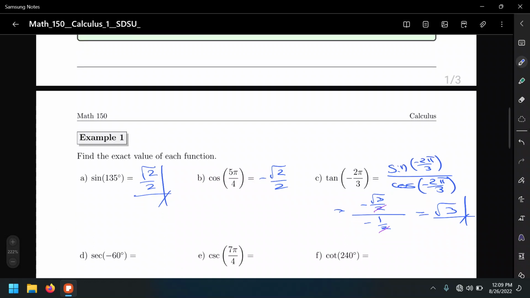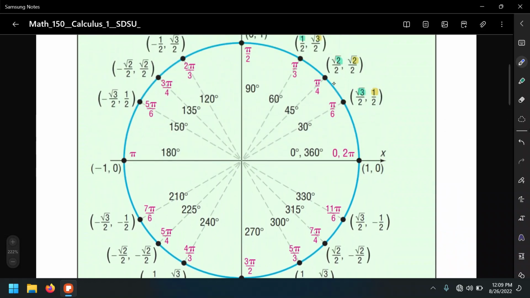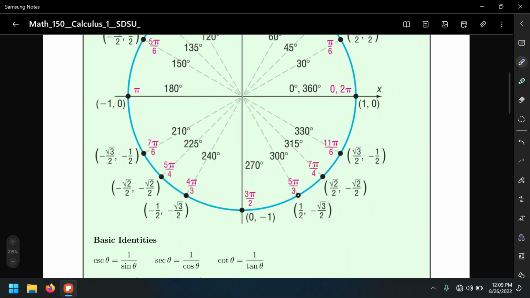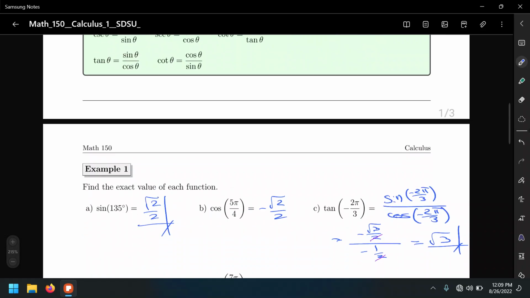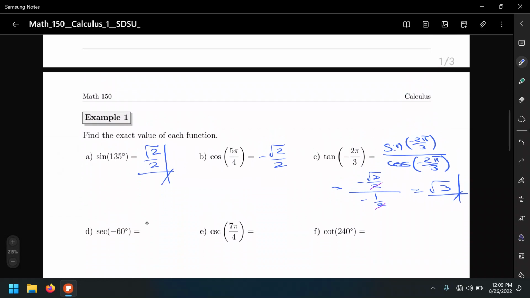Alright, secant of negative 60 degrees. Okay, let's count 60 degrees first of all. So 60 degrees positive would be this, pi over 3, but that's in the positive direction. We want the negative one, so we can go from 0 to negative 60 degrees, and that's 5 pi over 3. But because, in this case, what they're asking for is secant, how about we rewrite secant as 1 over cosine?